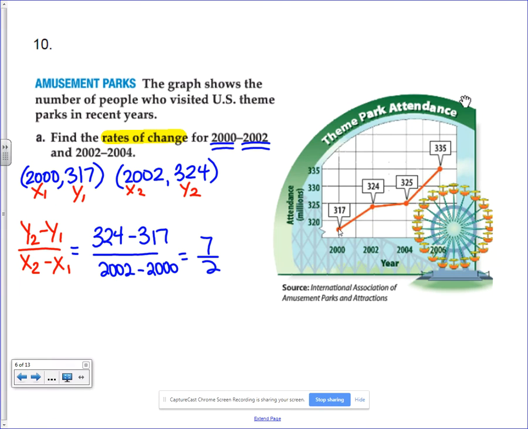It's 3.5, isn't it? Is it okay to have 3.5 as a slope? Yes, because it's a word problem. Awesome.